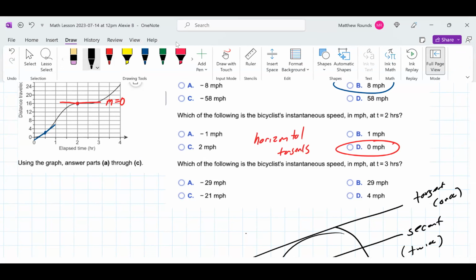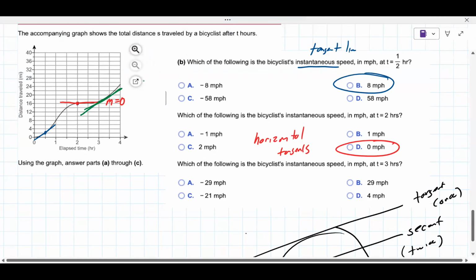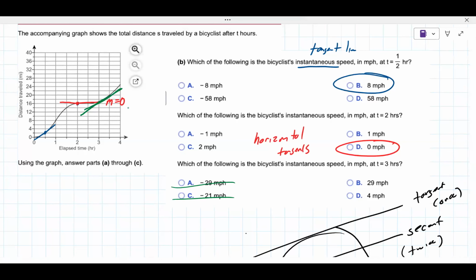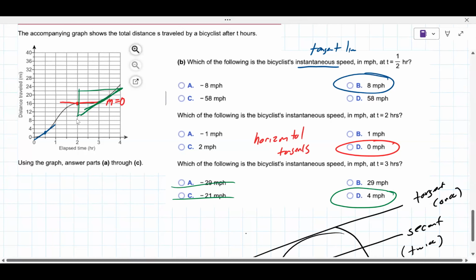And then the last one here at 3, let me switch colors here. There's 3 again. So we're kind of looking at answers. It's not the negatives. So it's either 29 or 4. 4 looks a little bit more reasonable. You can do the rise over run thing again, but you have to do quick division on it. Like you're going up 12 over 2. So it's about 6. That's closer to 4. You're not going to get it exactly like this unless you draw a perfect tangent.